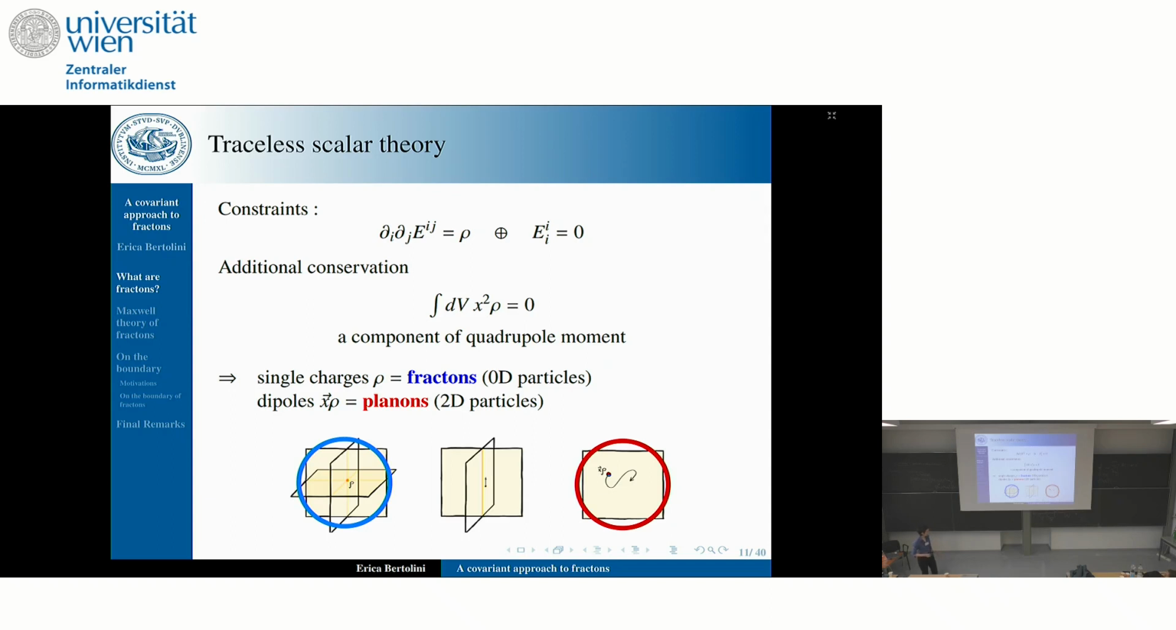But one can also think of adding other constraints, for instance, a traceless constraint on the electric field, and this gives an additional conservation of a component, which is the trace of the quadrupole moment. This gives us also the other kind of quasiparticles, like the two-dimensional particles. Indeed, while fractons were already immobile in the standard scalar charge case, the additional constraint on the quadrupole moment gives a constraint on the movement of the dipole, meaning that now the dipole can only move on a plane which is transverse to its direction.